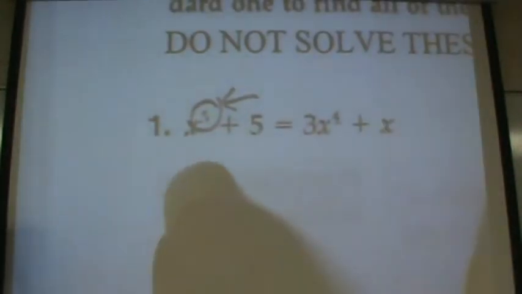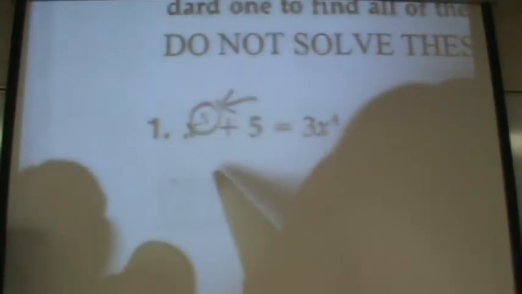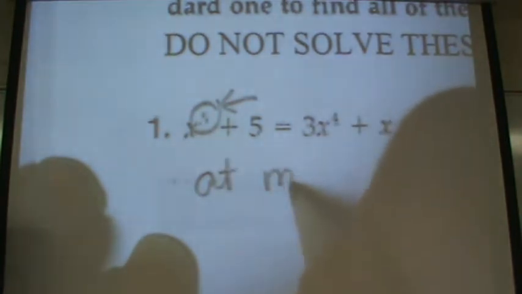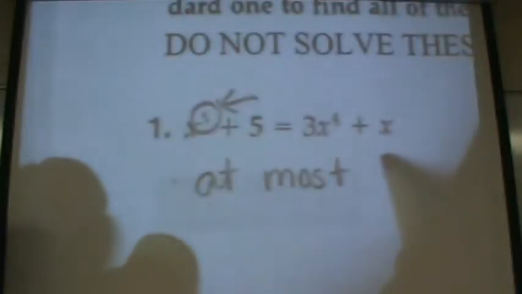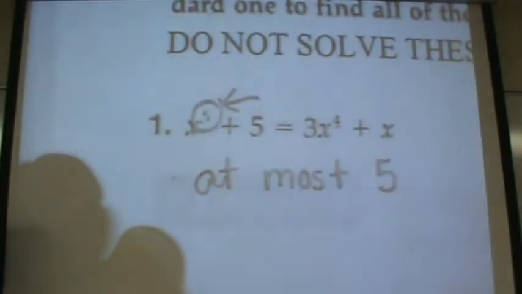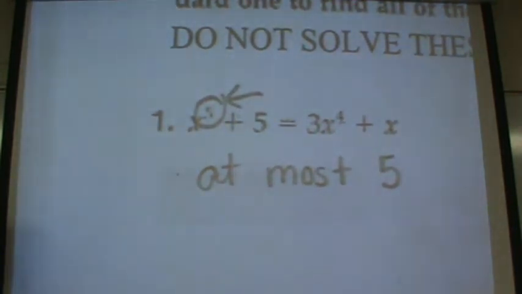So, when you have an x squared problem, at most there's 2, but there could be none, there could be 1. So, what does this mean? That means at most there's 5. But how many are there?